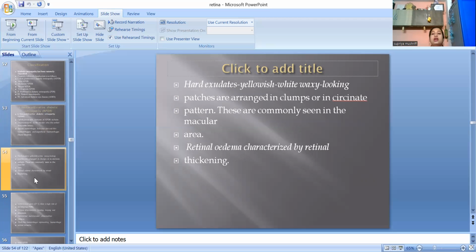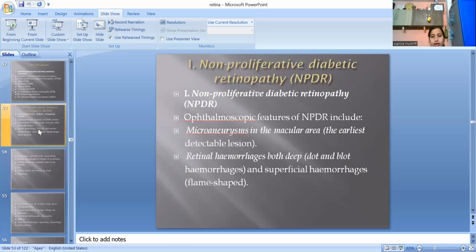We should know the causes of each and every lesion. Like microaneurysm, it occurs due to dilatation of arterioles and capillaries and is very leaky, which causes hard exudates. Hard exudates occur due to leakage of these microaneurysms at the macular level, and occur at the level of the outer plexiform layer. Then the various hemorrhages which I have told you, dot blot hemorrhages and superficial hemorrhages.